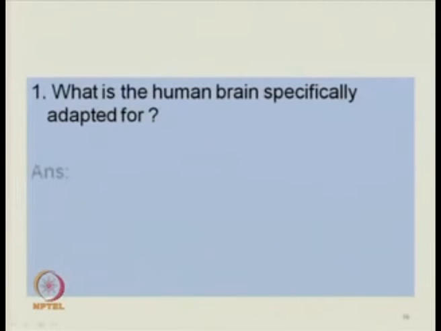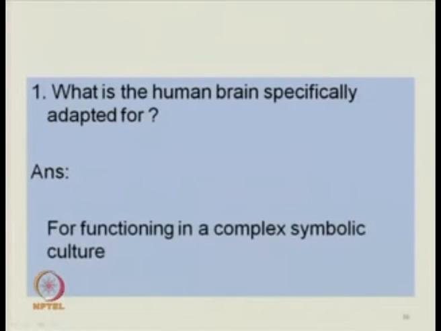Fine. So quickly, let's look at a few points here. If you get a question like, what is the human brain specifically adapted for? According to Donald, the brain is adapted for functioning in a complex symbolic culture. Okay, it's important. Complex symbolic culture.